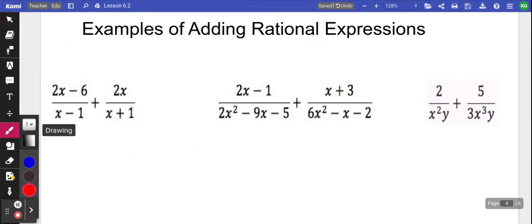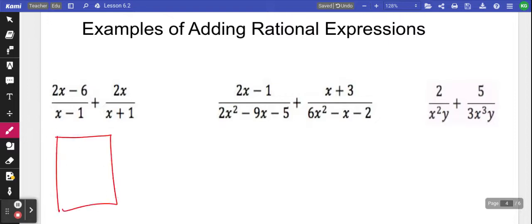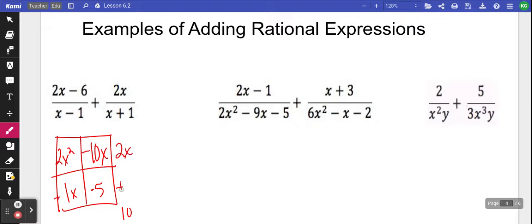I'm going to have to window method both of these denominators. 2x squared minus 5, which is 10. Factors of 10 that subtract to be 9, 10 and 1. Minus plus 2x plus 1. X minus 5.